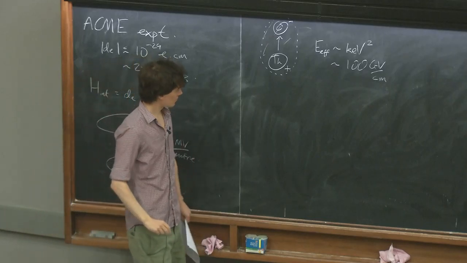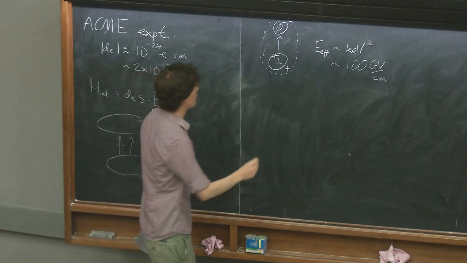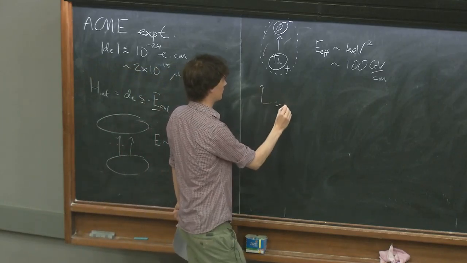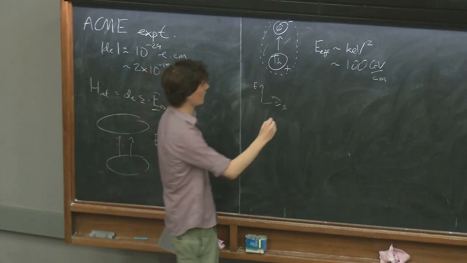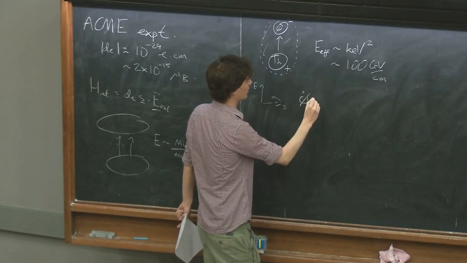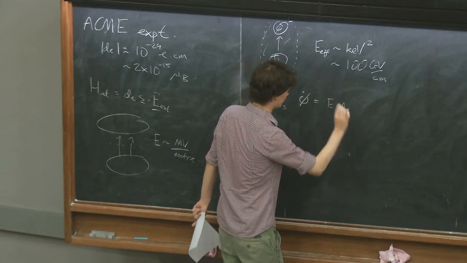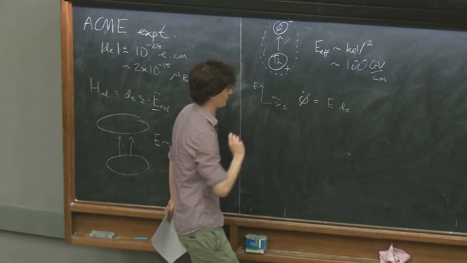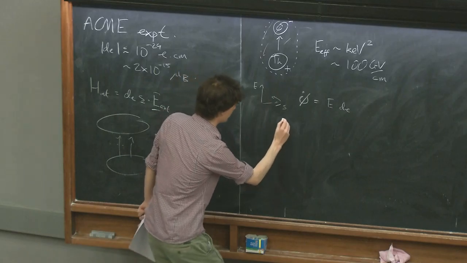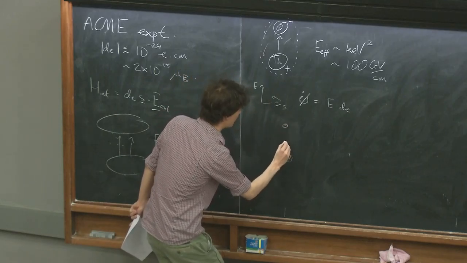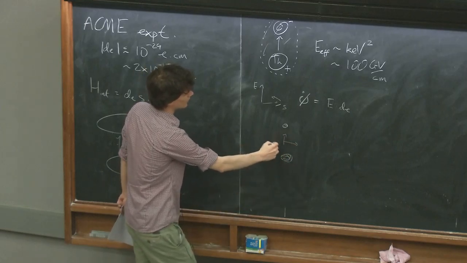Okay, but what are we actually going to do to measure this effect? Just like a spin in a magnetic field, if we put some spin perpendicular to our external electric field, then it will precess. In particular, the rate of change of its angle will be equal to d_e times E, plus or minus depending on which direction the E field is in. So ideally we'd have our molecule and set up our electron spin perpendicular to the effective E field and then try and look for its precession.